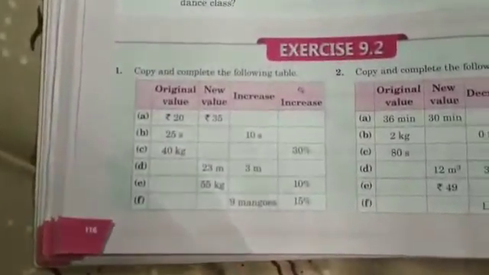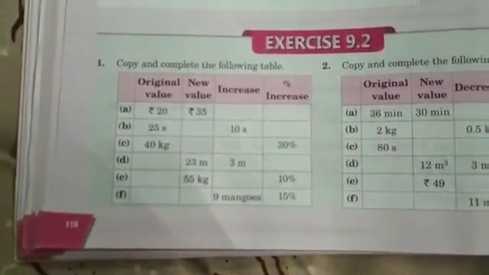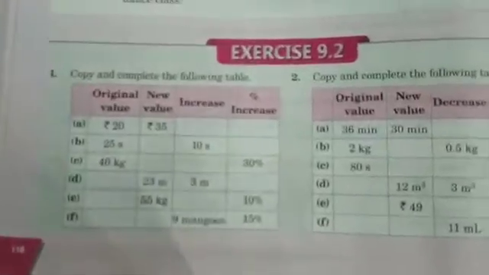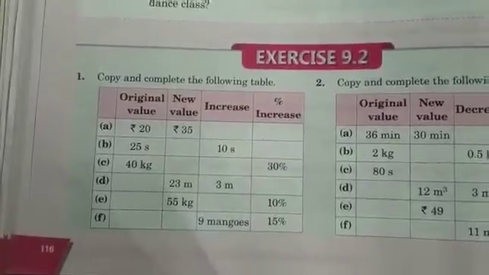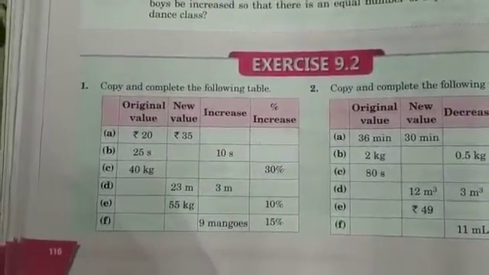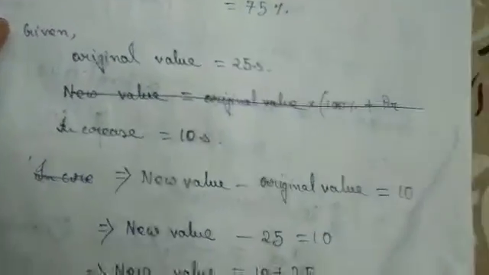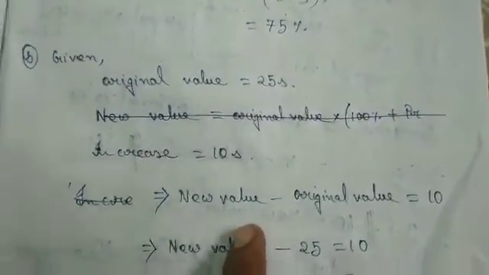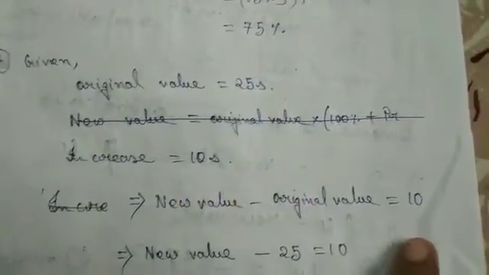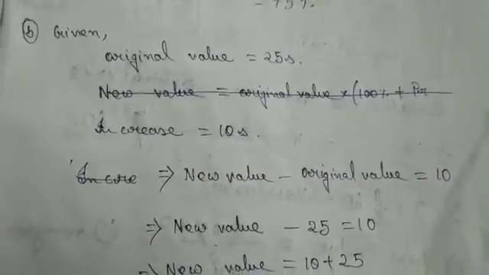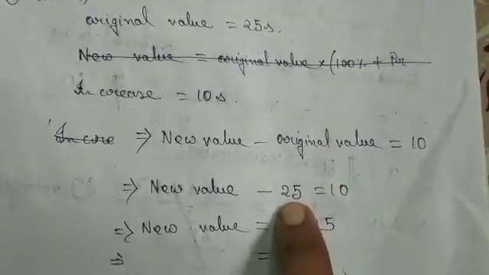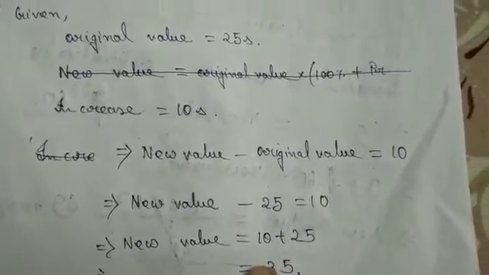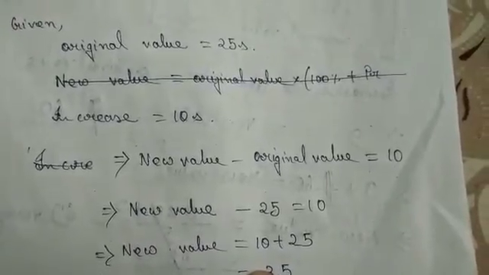In B, the original value is given, the new value is missing, and the increase, how much increase, is also given, and we have to find the increase percent. To find the new value, we know the formula: new value minus original value gives us 10. So new value will be the original value, which is 25, plus the increase.